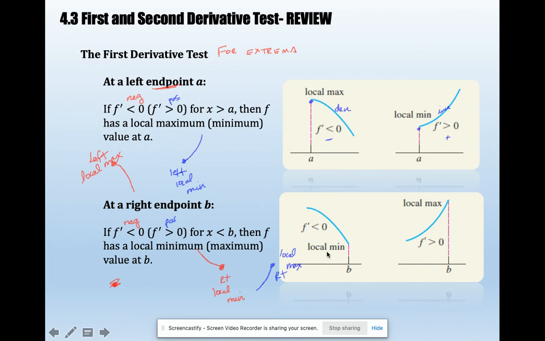First derivative negative on the right endpoint. First derivative negative, you are decreasing to the right endpoint. First derivative positive, which means you are increasing to the right endpoint. You only, of course, have to do endpoint analysis if you have endpoints.